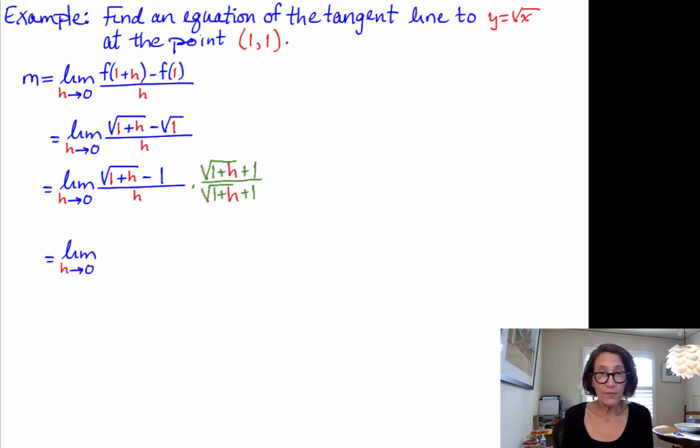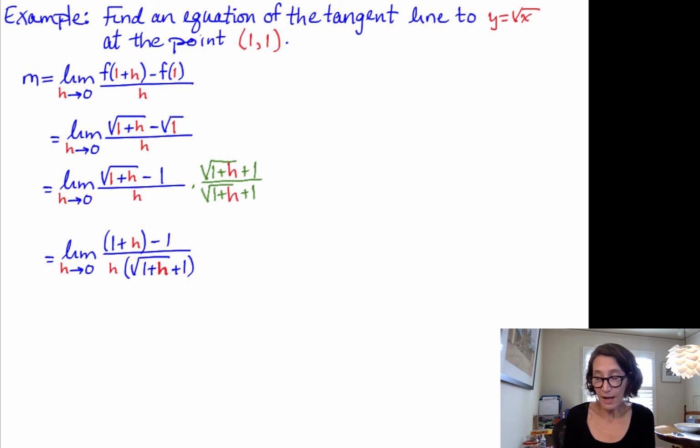So we get the limit as h approaches 0 of the square root of 1 plus h squared, which is just 1 plus h, minus 1 squared, which is 1. And then in the denominator, it looks more complicated, but we'll just leave it factored. It's h times that conjugate.